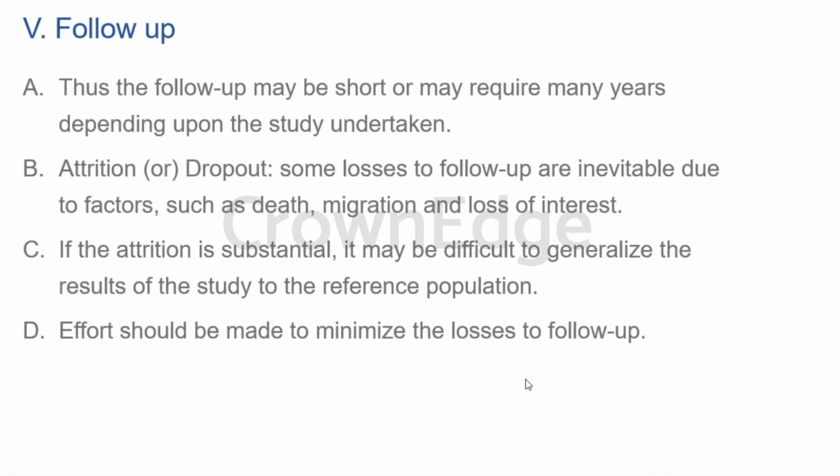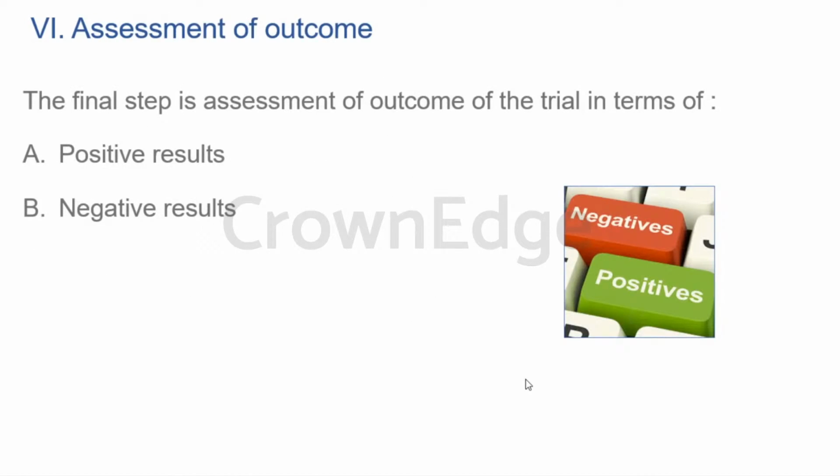What we do is, if the sample size is 200, we inflate it by 20% because we anticipate loss to follow up, and we take more sample than what the sample size estimation is. Once you do the follow up, you are going to assess the outcome. The final step is to assess the outcome in terms of results. They can be positive results or negative results.